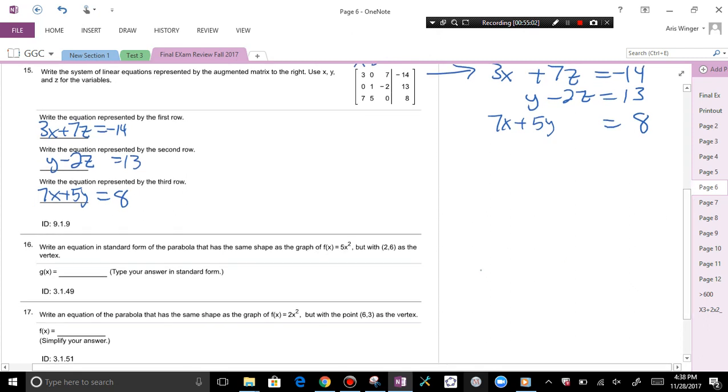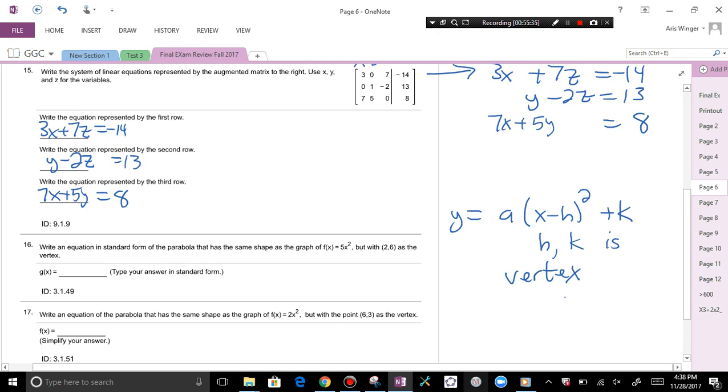y equals a times (x minus h) squared plus k is the standard form for a parabola. And so we just need to fill this in, where h and k represent the vertex. So we need a, we need h, and we need k.